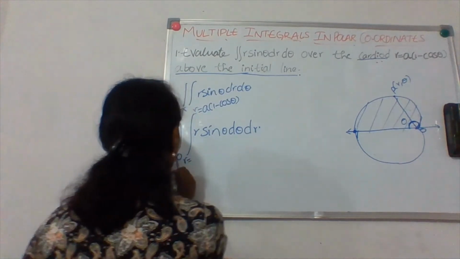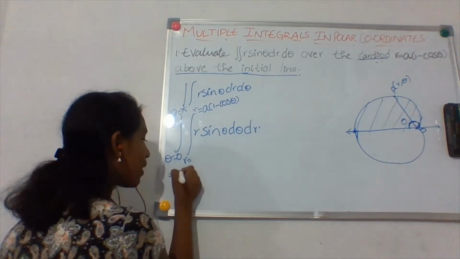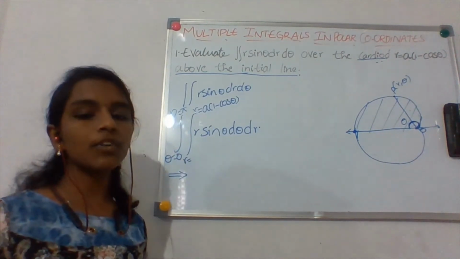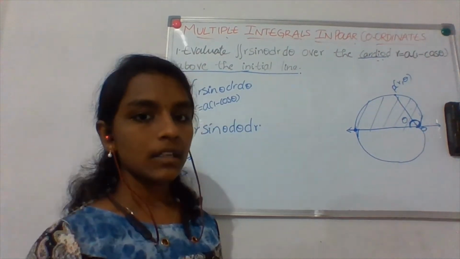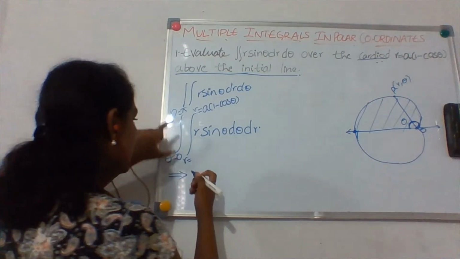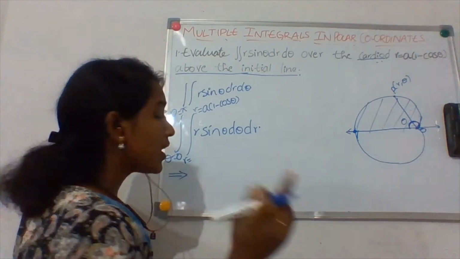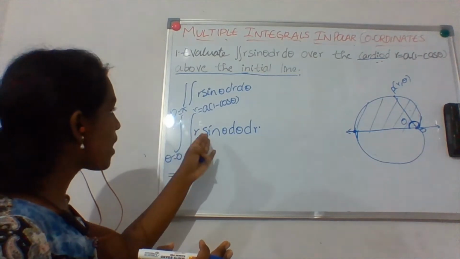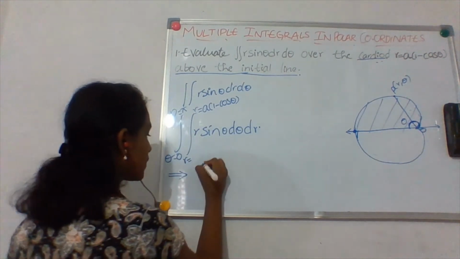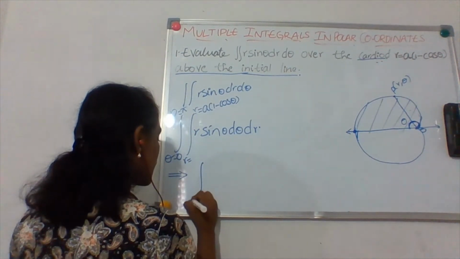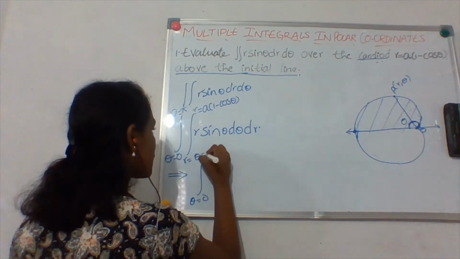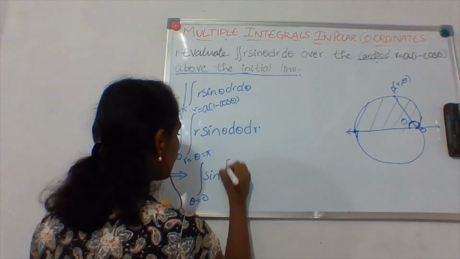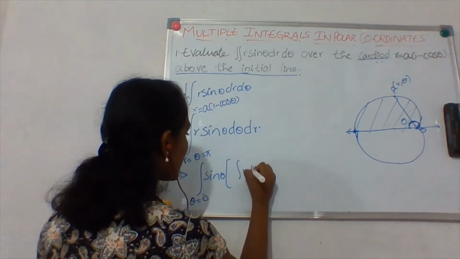Now, the same way you solve the problem. You know how to solve it because you have already got the limits. Now you can easily solve the problem. So these two are constants, so first we have to integrate with respect to r, because these are constants, right? So theta equals 0 to theta equals pi, sin theta into the integral of r dr.